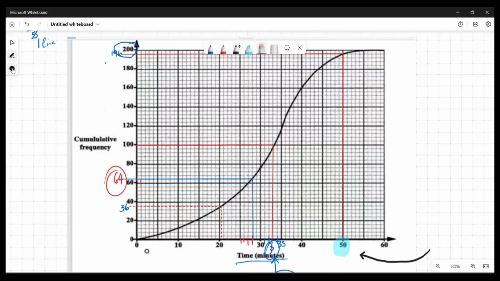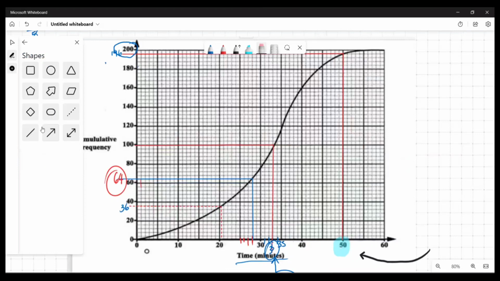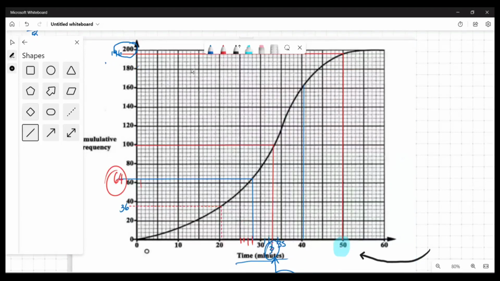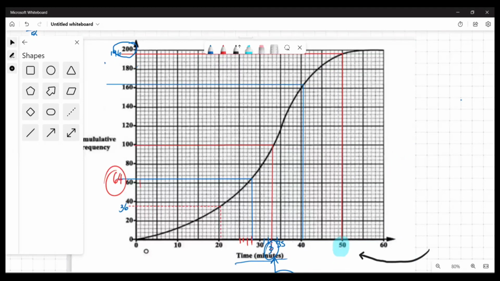Time is given to do everything you do. 40.5. So 40.5 is right here. I'm going up. All right. Let me go across. All right, I'm getting that to be 164. So this is 164 here. So when I get 40.5, the cumulative frequency for it is 164.